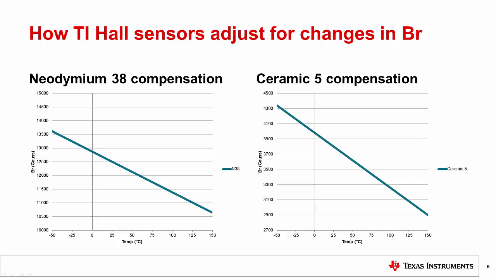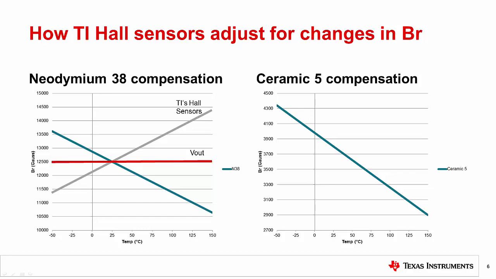These plots show the change in remnants over temperature for an N38 and ceramic 5 magnet. For the N38 magnet, the temperature compensation in TI's Hall sensors is designed to be the inverse of the change in remnants of most magnets of this type, enabling Vout to stay relatively constant over temperature.